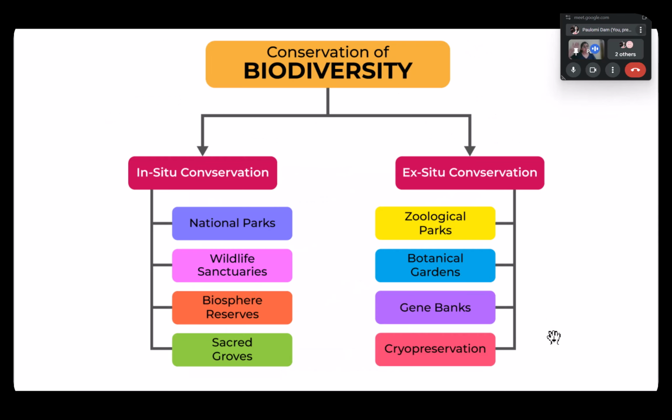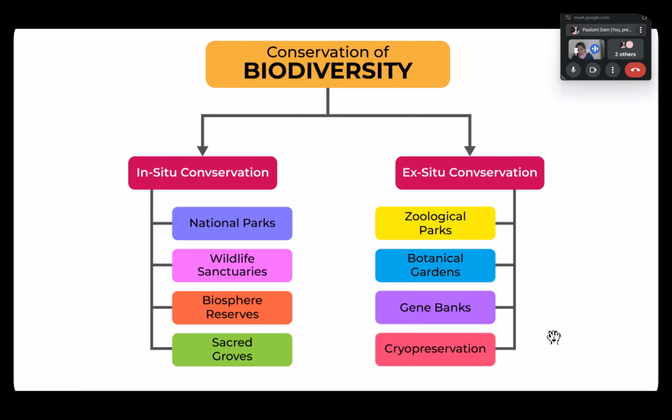Now, you have decided your species, you have decided the procedure. Now, what do you do? Which method do you go for? So how are the methods distributed? You have two kinds of conservation in general. You have in situ conservation and ex situ conservation. As the name suggests, in situ is basically in the place. Ex situ is basically outside the place.